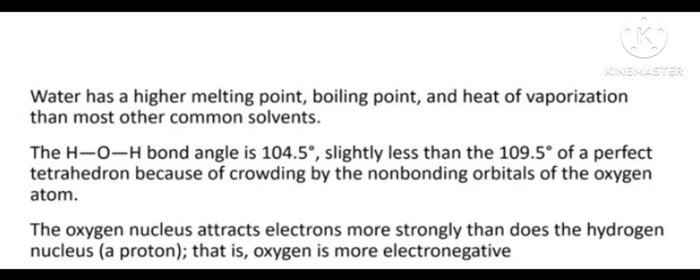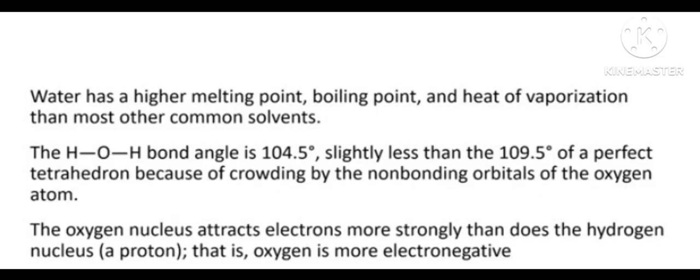And next slide: water has a higher melting point. The bond angle is 104.5 degrees, slightly less than the perfect tetrahedral angle of 109.5 degrees, because of crowding by non-bonding orbitals. So for example, oxygen pulls shared electrons towards itself. So oxygen becomes slightly negative, and hydrogen becomes slightly positive.